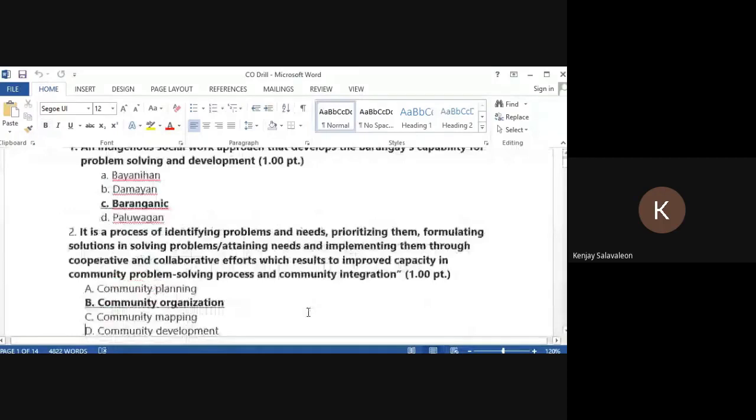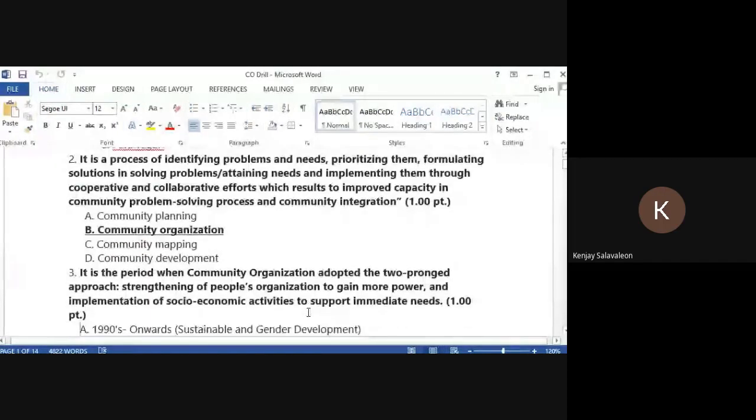It's a process of identifying problems and needs, prioritizing them, formulating solution in solving problems, attaining needs, and implementing them through cooperative and collaborative efforts, which results to improved capacity in community problem-solving process and community integration. Obviously, nakikita natin that it is community organizing. But if I were to ask, sino ang nag-define nito? Sige, I will give you an option.